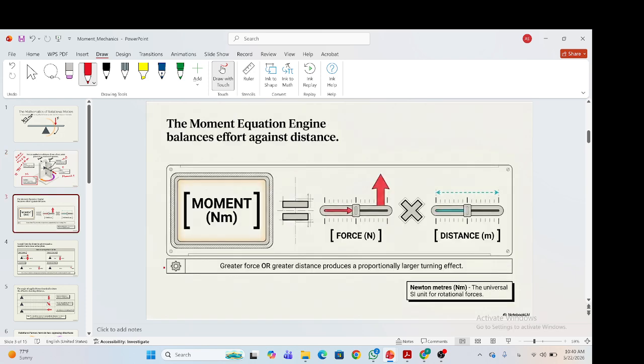Okay, now let's come to here. This is exactly the formula that you said. See here, if we put the name of M for moment, it is equal to what? Force multiplied by distance d. Okay, so the unit of force is Newton and the unit of distance is meter. So what will be the unit of moment? Moment will be Newton meter. So this is exactly the formula that we are going to use for moment.